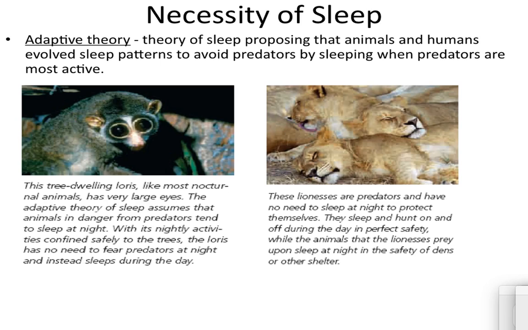Adaptive theory is the theory of sleep proposing that animals and humans evolved sleeping patterns to avoid predators by sleeping at night. So the reason why we sleep when the lights go out, when the sun sets, is because there's less of our predators. All of our predators are out there in the middle of the night hunting, and we're more likely to die.